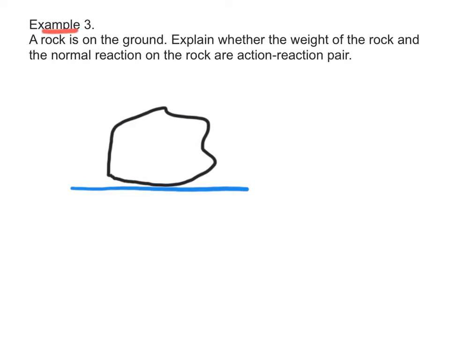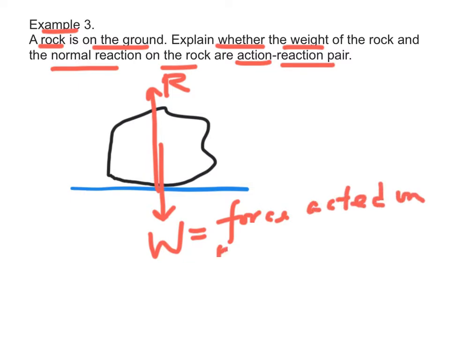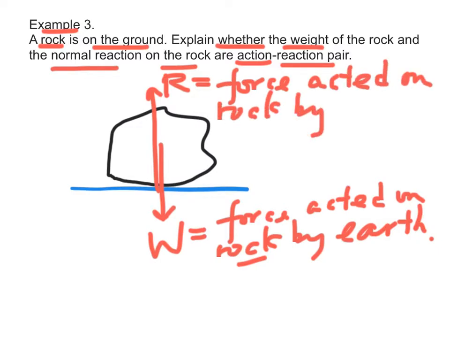Example 3. A rock is on the ground. Explain whether the weight of the rock and the normal reaction on the rock are an action and reaction pair. The weight of the rock is equal to the force acting on the rock by the earth, which is the gravitational force of the rock, and the reaction force on the rock is equal to the force acting on the rock by the ground.